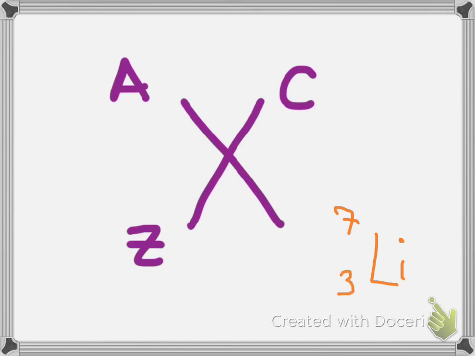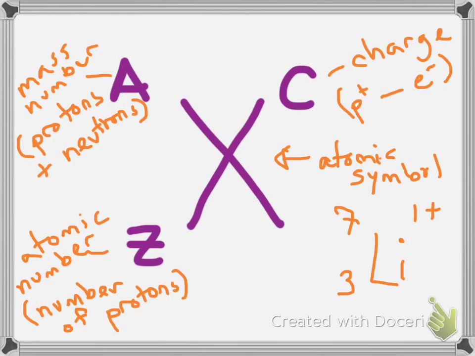And the C is the charge. Lithium, when it's an ion, has a charge of +1. So that means it has only 2 electrons, even though it has 3 protons. Feel free to pause the video and write down any of these notes that you'll need.